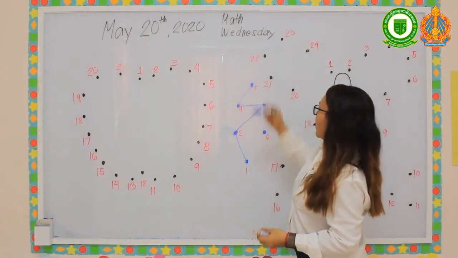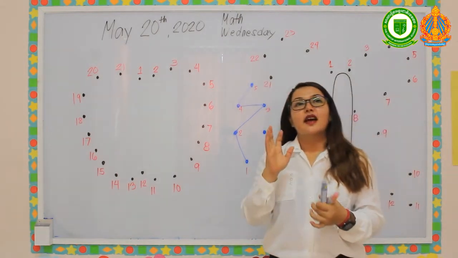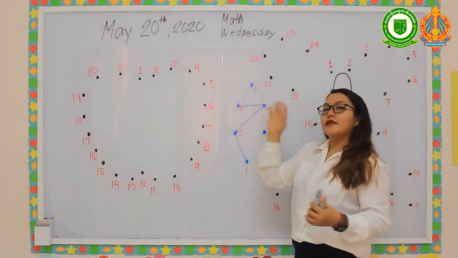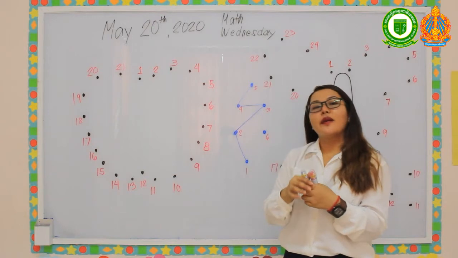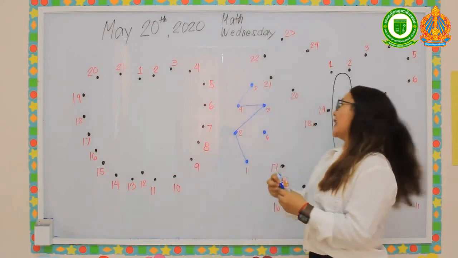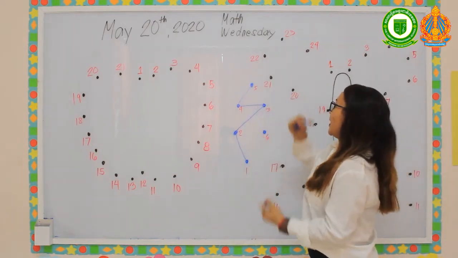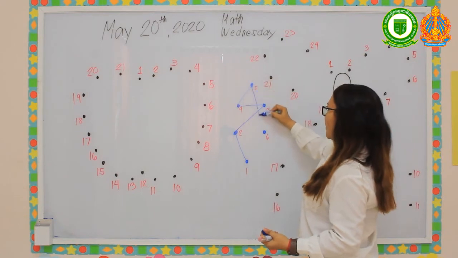4 going to 5. Okay? And from number 5, 1, 2, 3, 4, 5, 6. So we're going to find number 6 and then draw a line. There's number 6. So let's draw a line going to number 6.